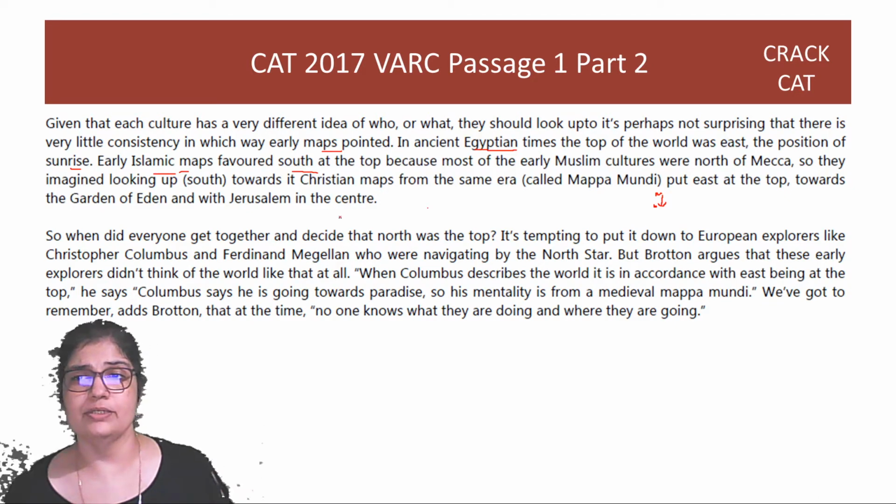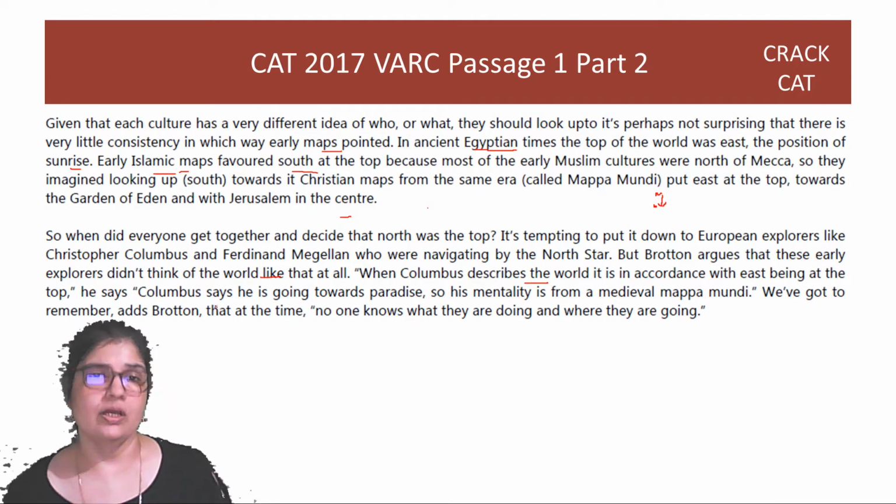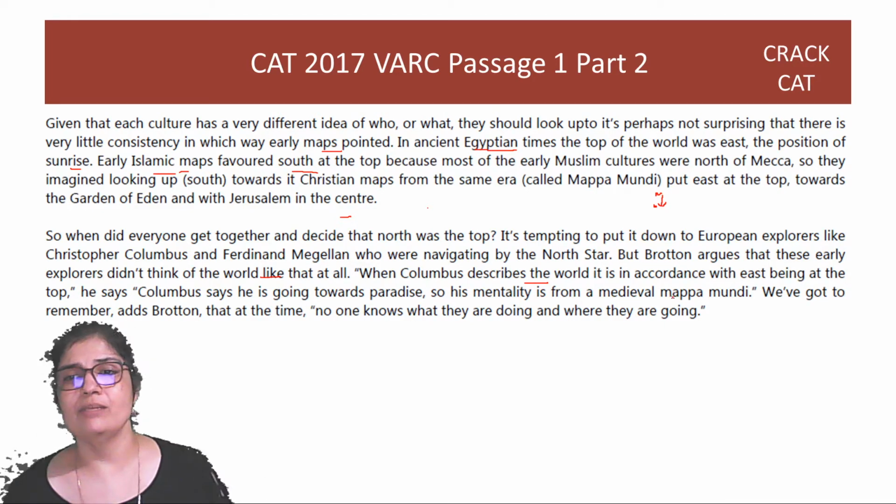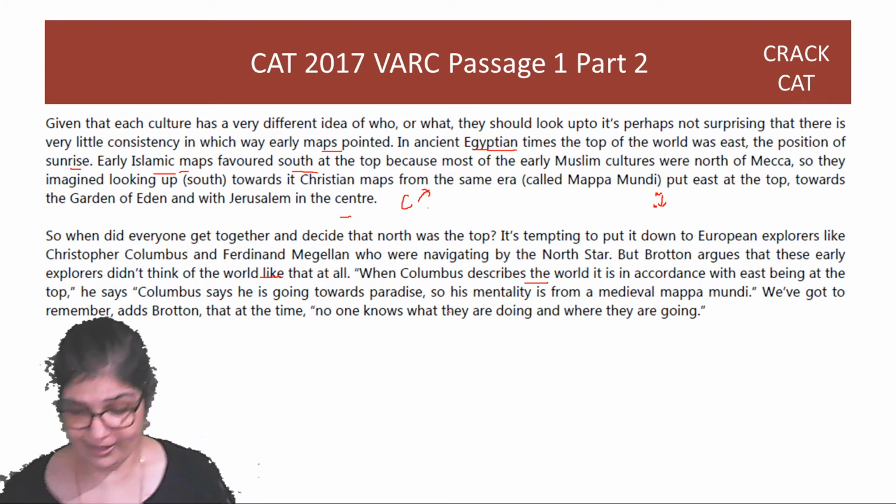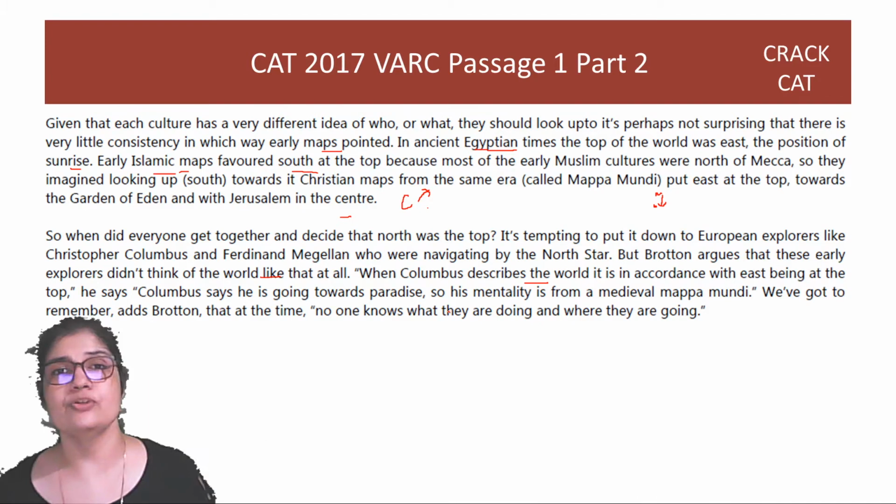It's tempting to put it down to European explorers like Christopher Columbus and Ferdinand Magellan, who were navigating by the North Star, but Broughton argues that these early explorers didn't think of the world like that at all. When Columbus described the world, it is in accordance with east being at the top. Columbus says he's going towards paradise, so his mentality is from a medieval Mappa Mundi. So this is what Columbus believes in. We've got to remember, as Broughton says, that at the time no one knows what they were doing and where they were going. Fair enough. So I think we have mostly understood, right? What is this trying to say?